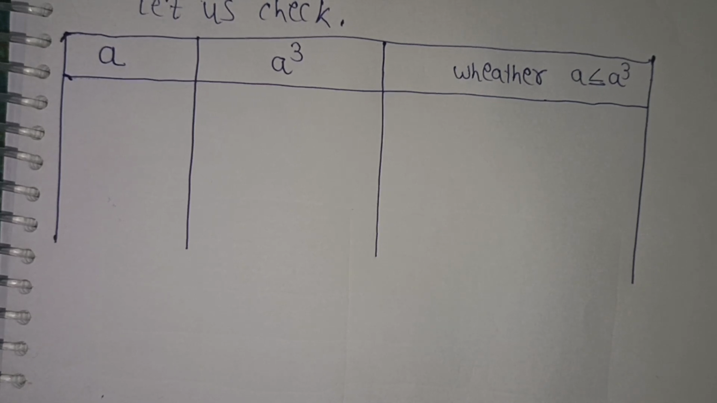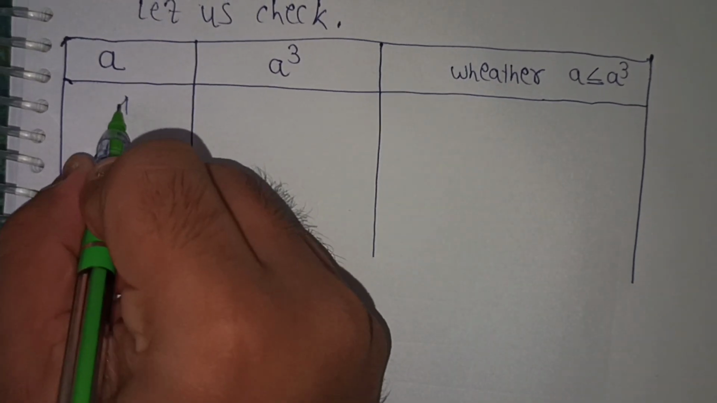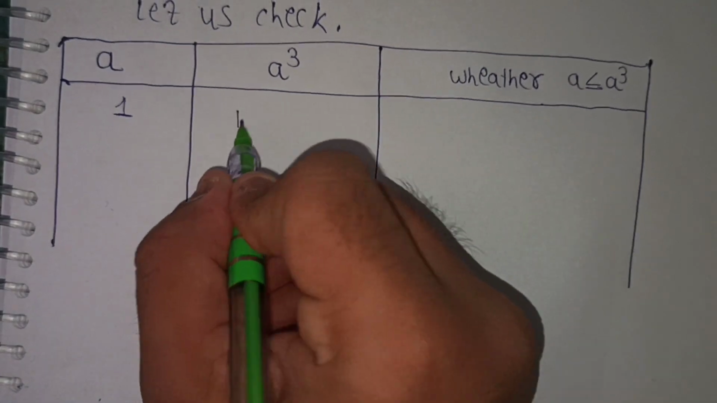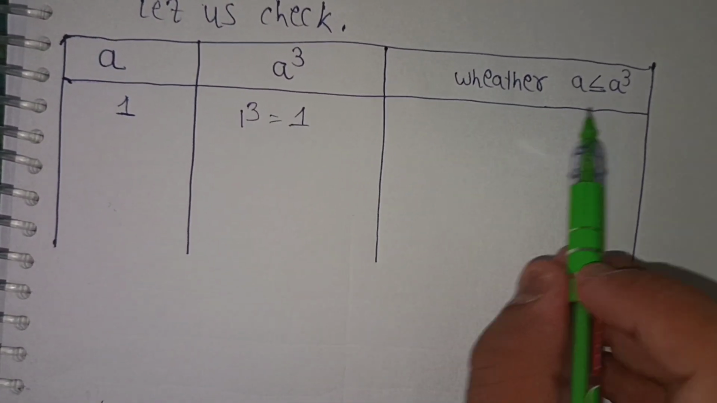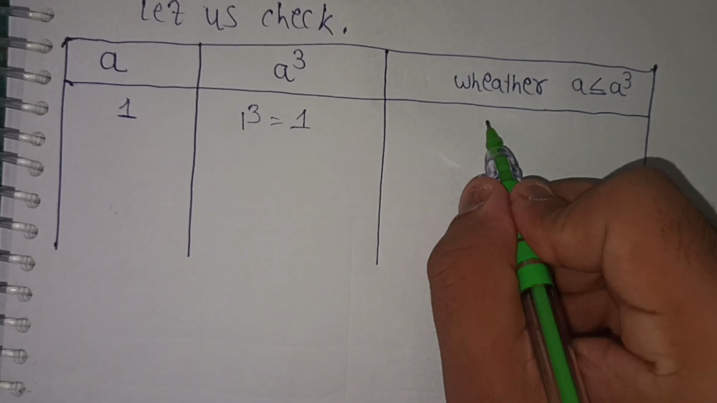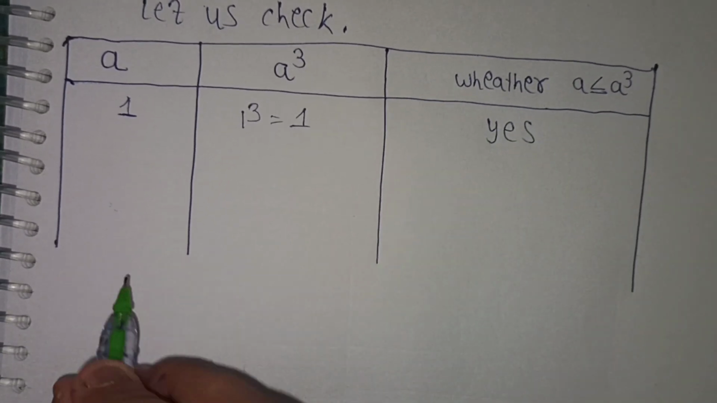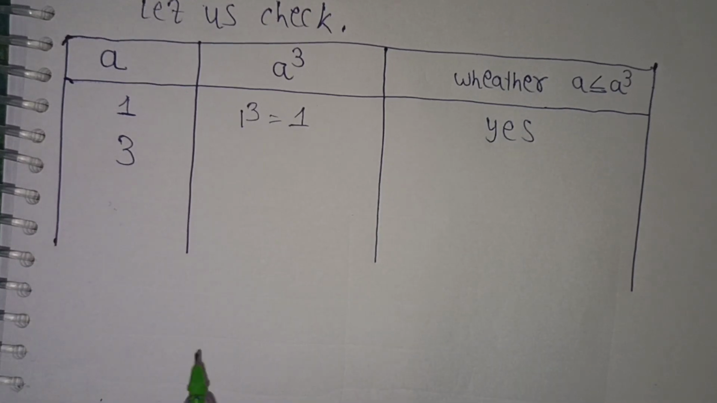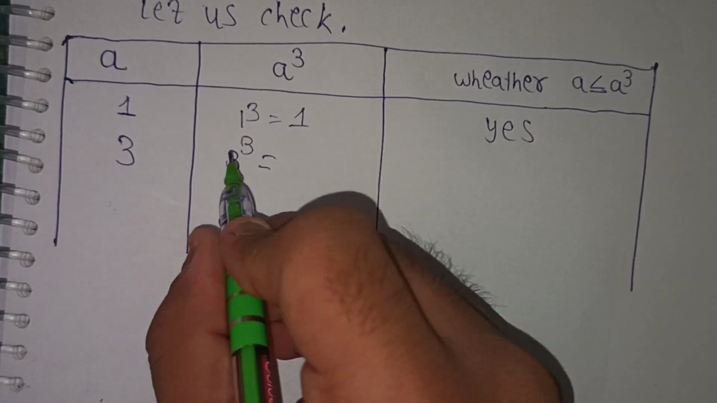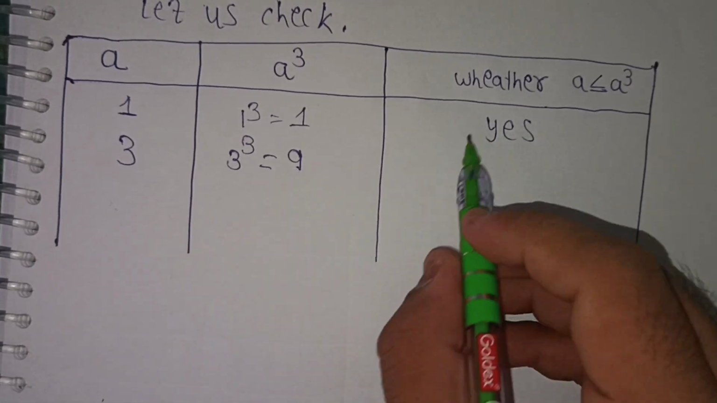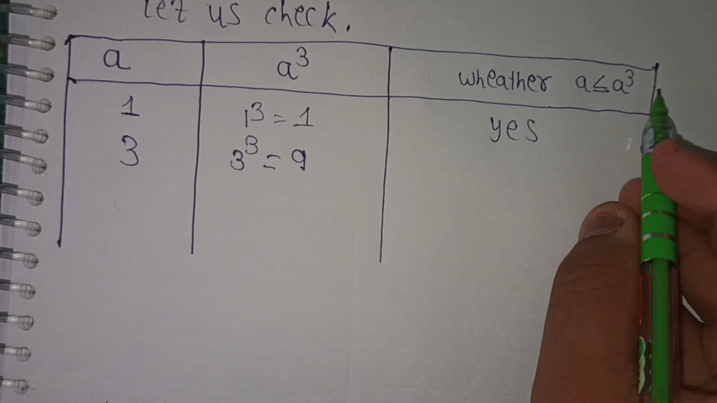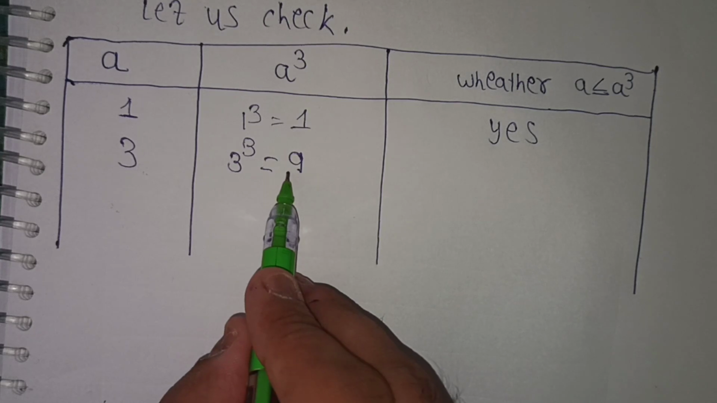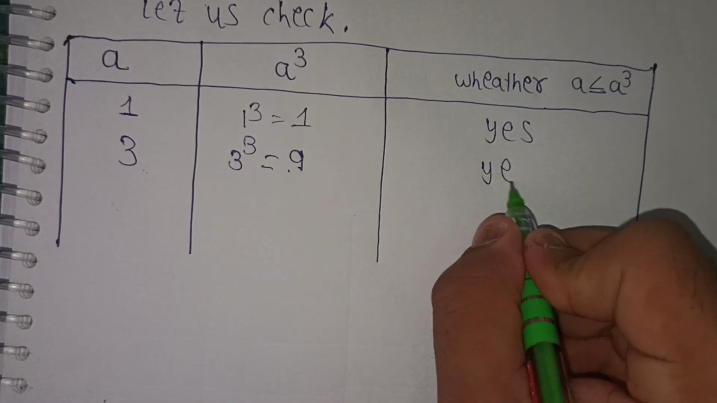So now let us take a is equal to 1. So a cube will be 1 cube, which is equal to 1. So here we have to check whether a is less than or equal to a cube. So this is true, yes. Now we will take a is equal to 3. So a cube, that means 3 cube, is 27. So whether a is less than or equal to a cube means 3 is less than or equal to 27. Therefore this is also correct.